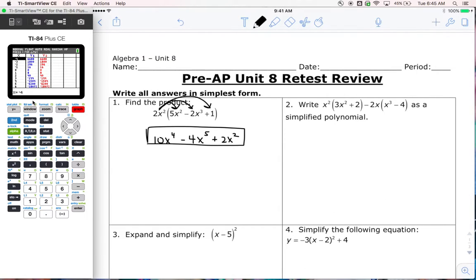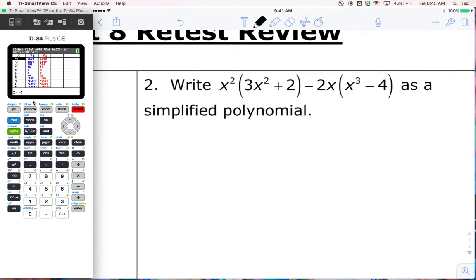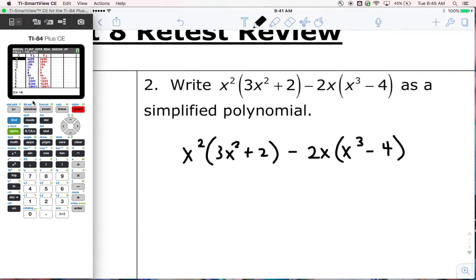Problem number 2, write this big long thing as a simplified polynomial. So for this problem, all we got to do is distribute. I'm going to rewrite it so I have some space here. And make sure you copy it correctly because that would be a really sad mistake to make. All right, at this point now we're just going to distribute similar to the first problem.